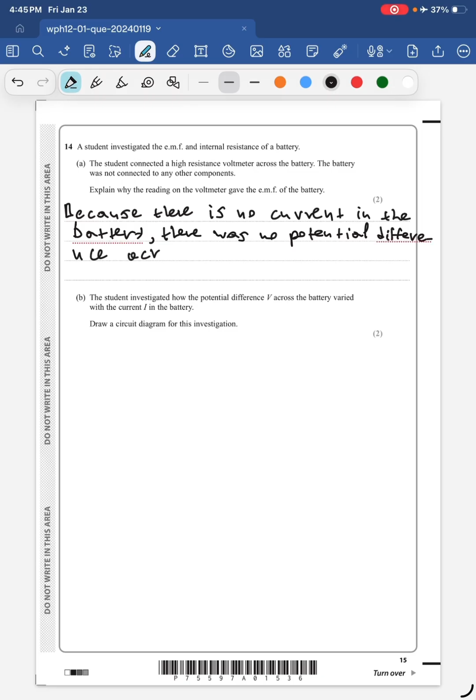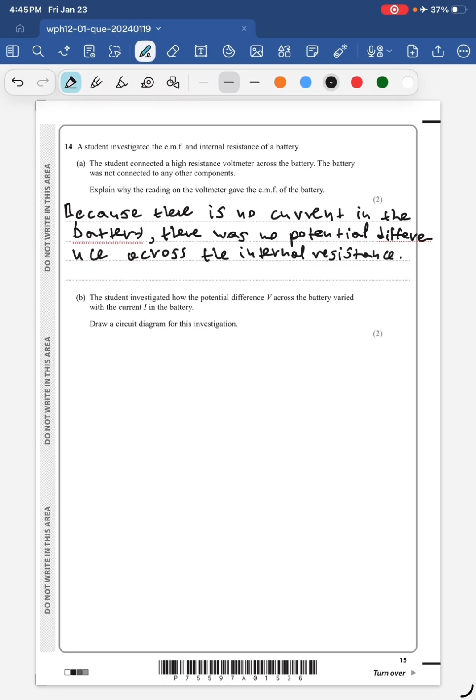Across the internal resistance. Okay, so therefore we don't have any drop in the voltage, in the EMF.